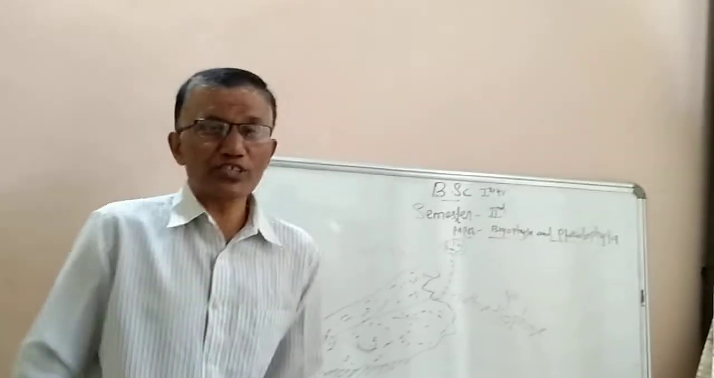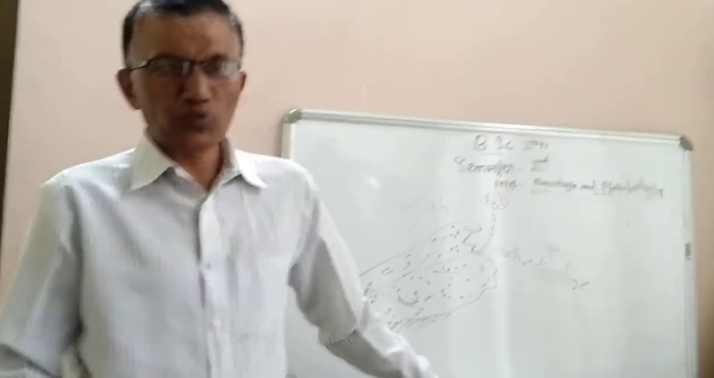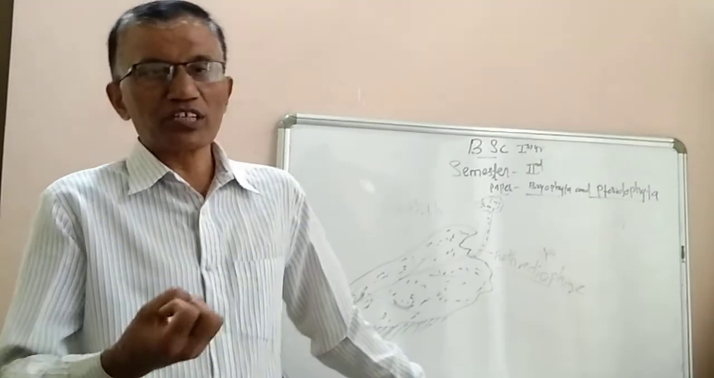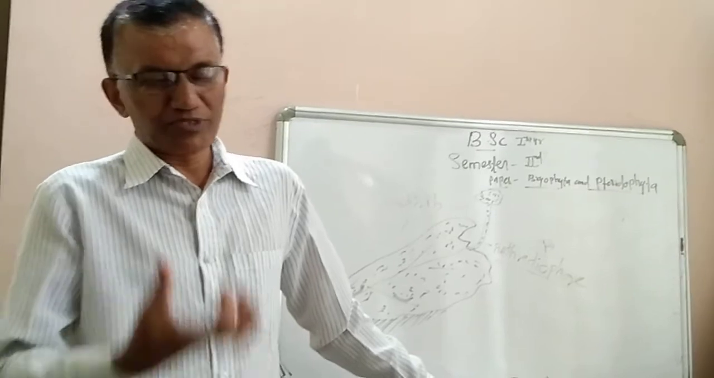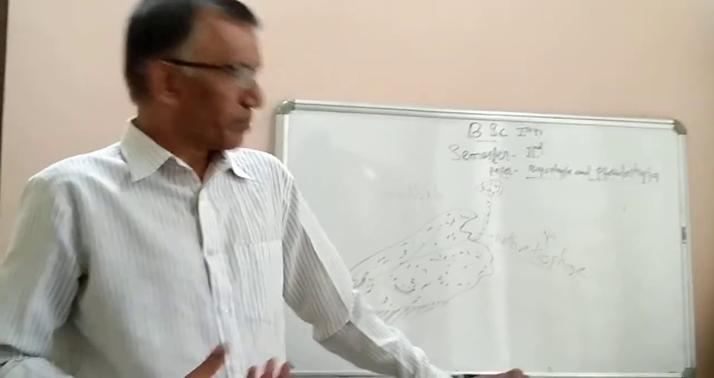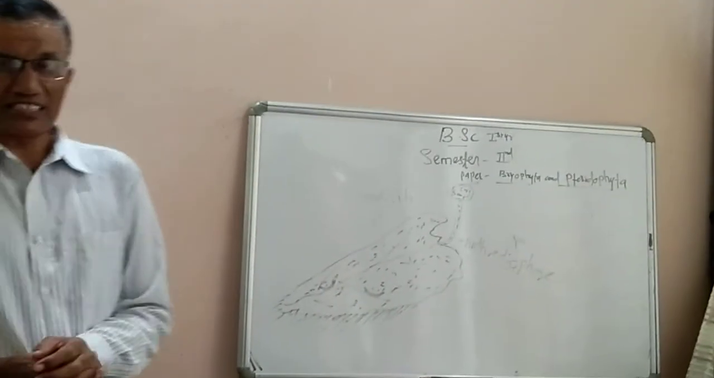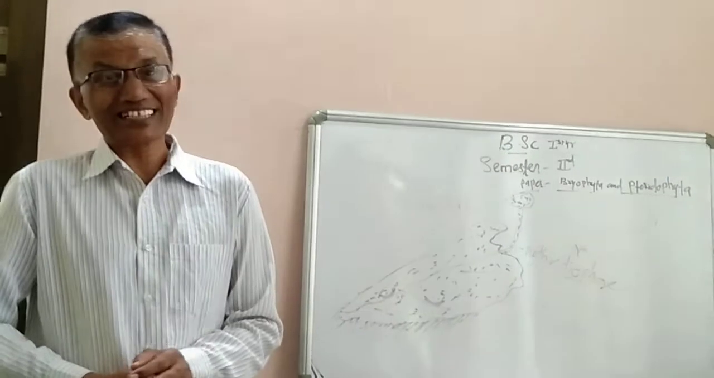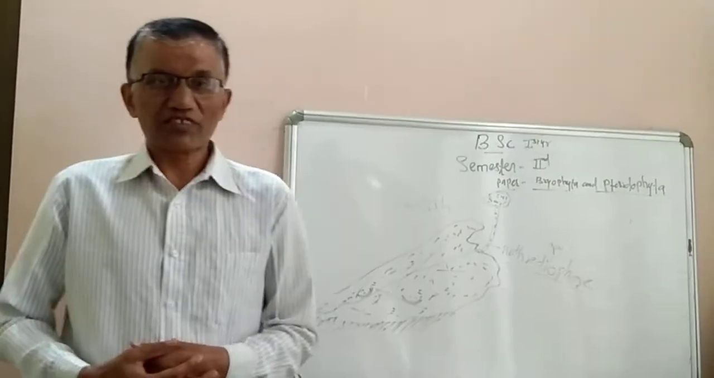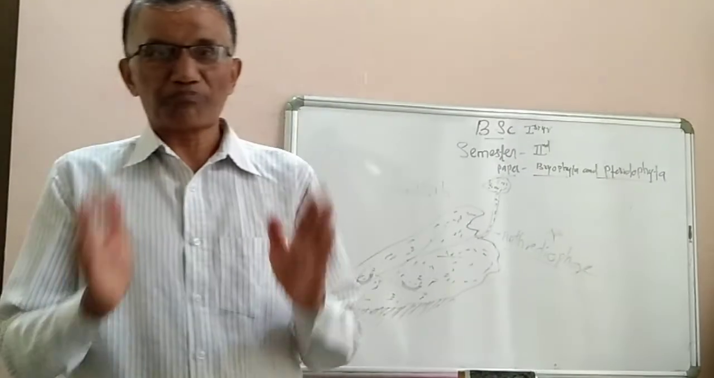The main function of these scales and rhizoids is to hold the plant body on the surface and absorb water and minerals. So this is about the external characteristics of Marchantia, whatever I have explained while covering the thallus structure.